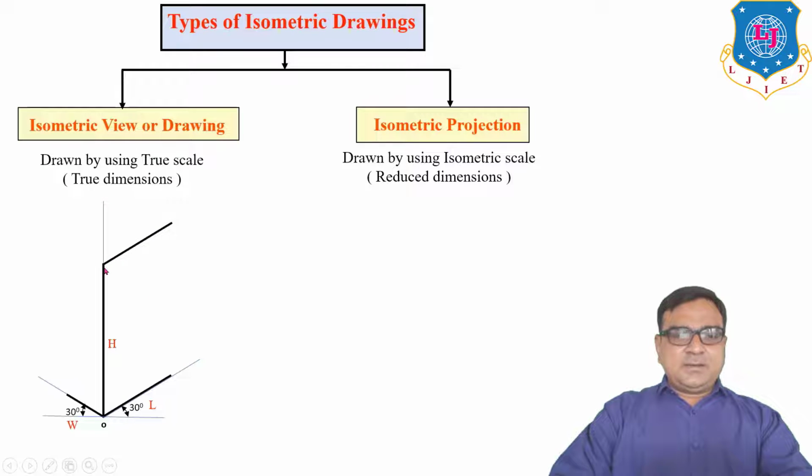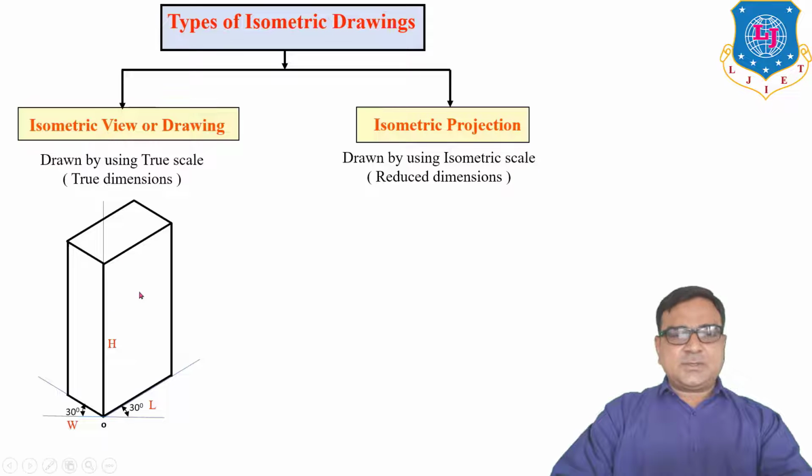Now draw a line from this point parallel to the L line. From this point, draw a line parallel to the width line and one line parallel to H. Again, lines L, W and H. So this is one 3D object which represents 3 dimensions, and the angles alpha, beta and gamma are equal, which is 120 degrees. So this is an isometric drawing which represents the true dimensions of the real object.